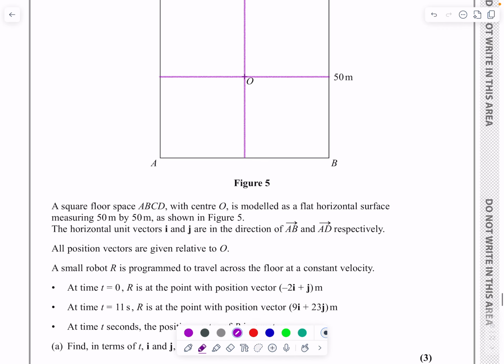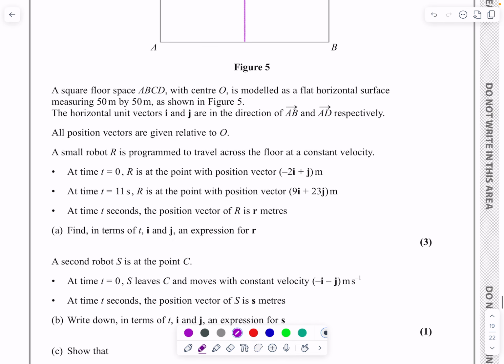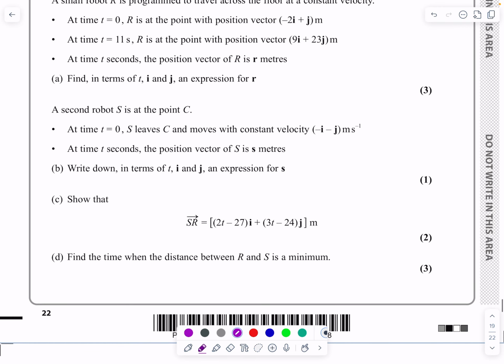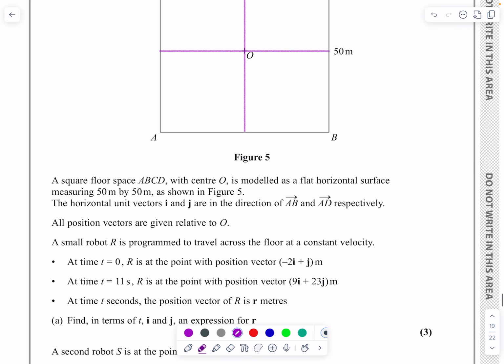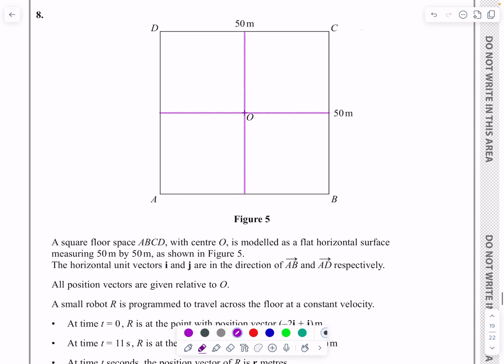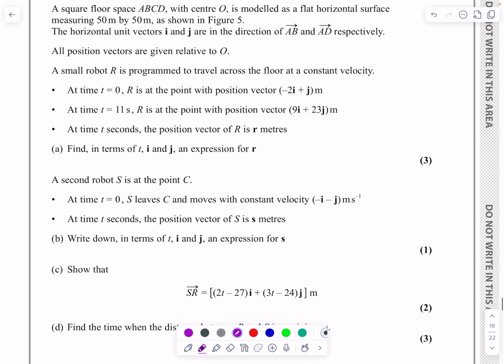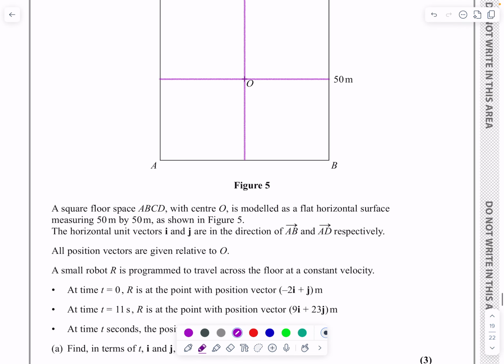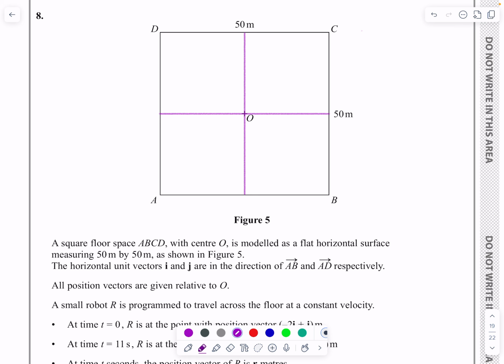Okay, this is the M1 paper from June 2023. It's question number 8, and as you can see, this is quite a long question, lots of information on it. You might want to pause the video at this stage and just read through the question, or you might want to check the link in the description where you've got the paper there.